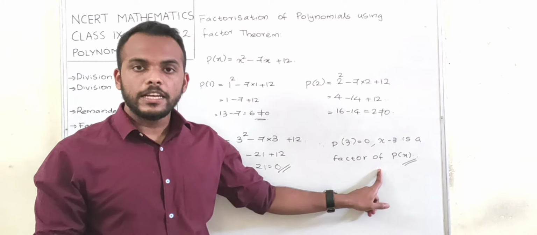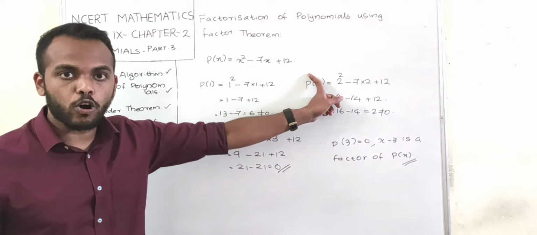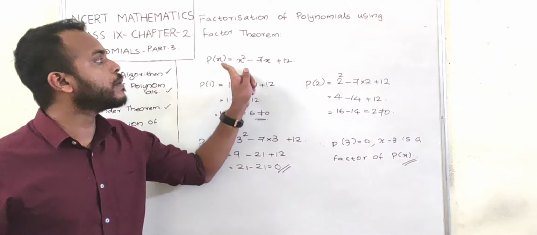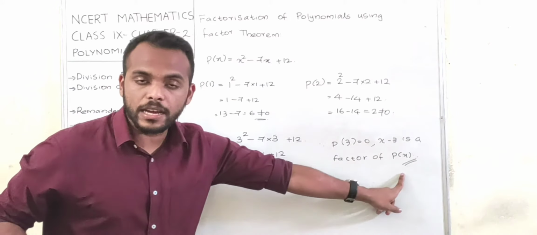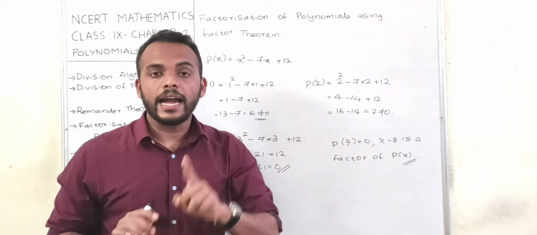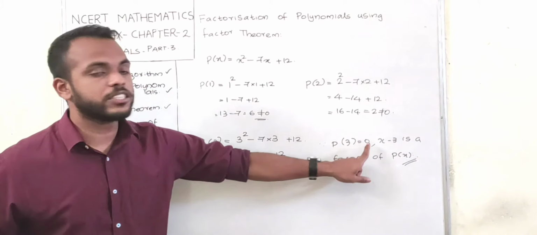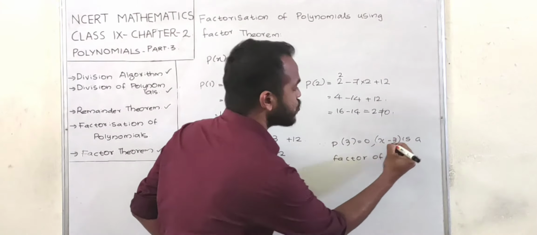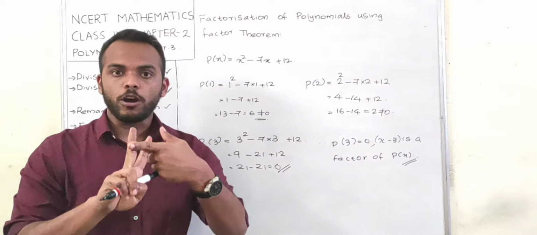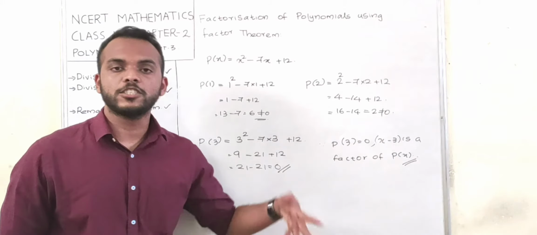Now, there will be 2 factors for x square minus 7x plus 12 because the degree of this polynomial is 2. If the degree of this polynomial was 3, then we would have had 3 factors. Now we have only found 1 factor, and how did we find that factor? We checked for p of 3. Since p of 3 is equal to 0, we got x minus 3 as a factor. Now to find the next factor, we have 2 options. First one is to check for p of 4, p of 5, p of 6, p of minus 6, p of minus 5.